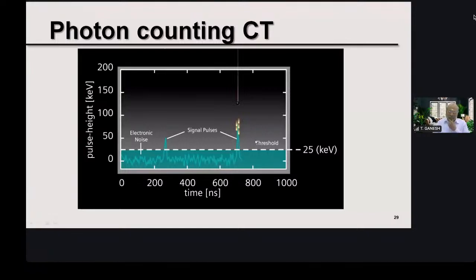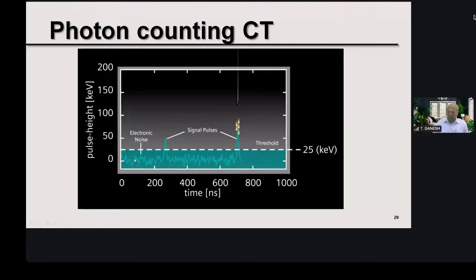Now this gives immediately a distinct advantage. As you can see here, this is the time as we are detecting the signals, and this is the pulse height in keV. So you can see 730. Threshold is set at 25 keV. So the counting is done only when the threshold is exceeded.